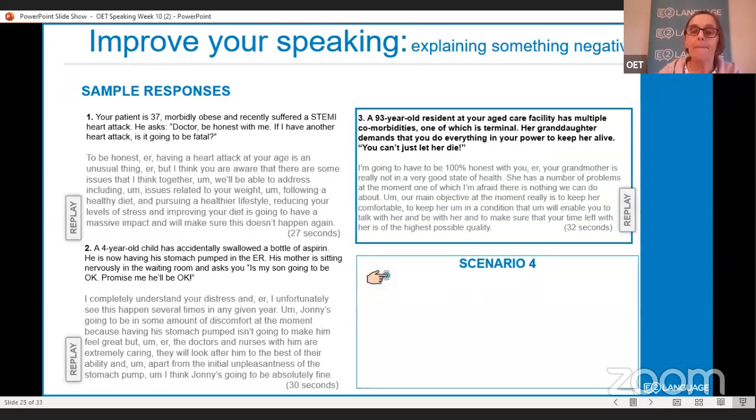I'm going to have to be 100% honest with you. Your grandmother is really not in a very good state of health. She has a number of problems at the moment, one of which I'm afraid there is nothing we can do about. Our main objective at the moment really is to keep her comfortable, to keep her in a condition that will enable you to talk with her and be with her and make sure that your time left with her is of the highest possible quality.